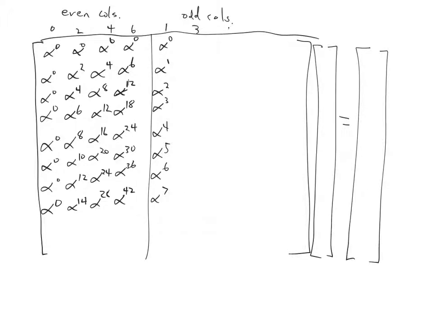1, 3, 5, 7. So in column 3, it's alpha 0, alpha cubed, alpha to the 6, alpha to the 9th, alpha to the 12th, alpha to the 15th, alpha to the 18th, alpha to the 21, and column 5 is alpha to 0, alpha to the 5. So we're just going by fives.